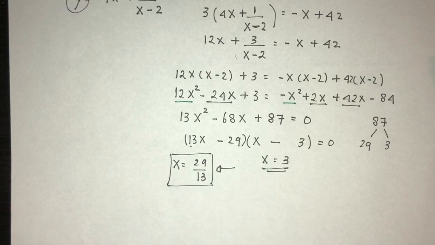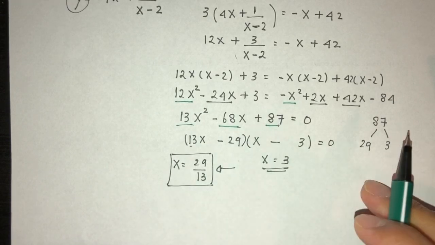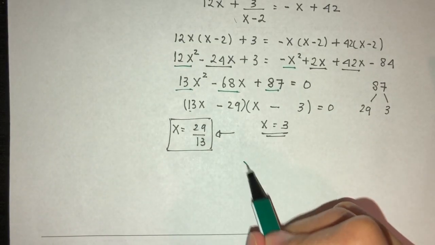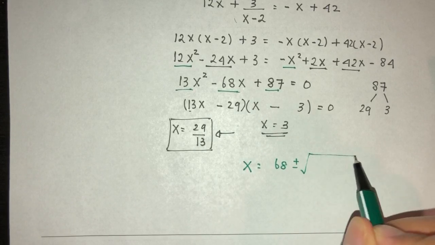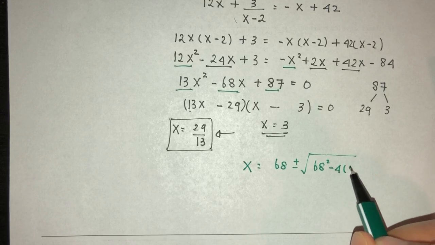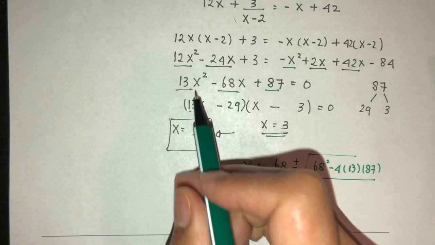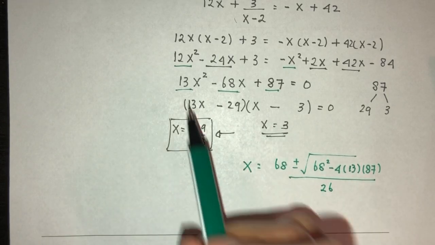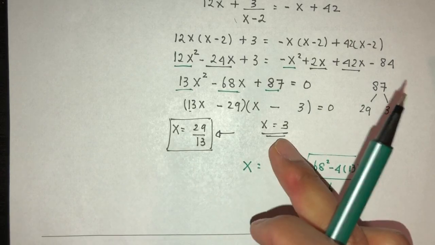But hey, if you don't know how to factorize this, since there are big numbers, you can always use the formula, which is x equals minus b plus minus the square root of b squared minus 4 times a times c, divided by 2a, which is 26. So you can always use the formula to find the two values of x.